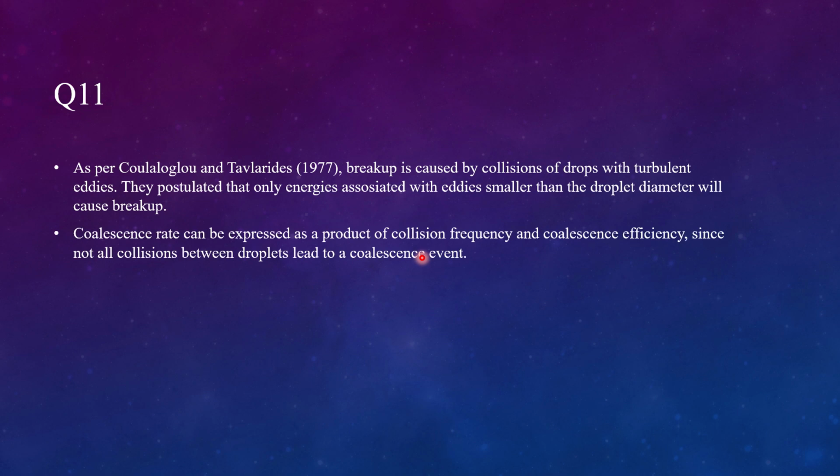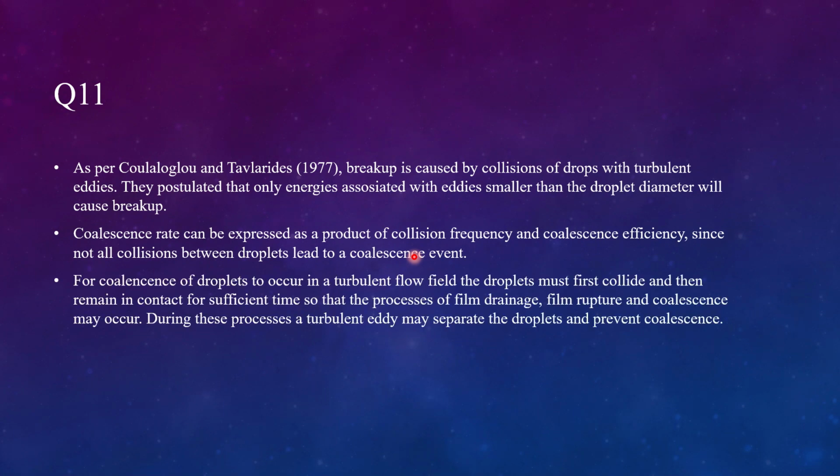Coalescence rate can then be expressed as a product of collision frequency and coalescence efficiency. That is, it is the product of how frequently the bubbles or droplets come in contact, and the coalescence efficiency. Because not all collisions lead to coalescence. Whenever a collision occurs between two droplets, it does not necessarily lead to coalescence. Rather, only a few collisions lead to coalescence. So, coalescence rate is defined as a product of the collision frequency and the coalescence efficiency.